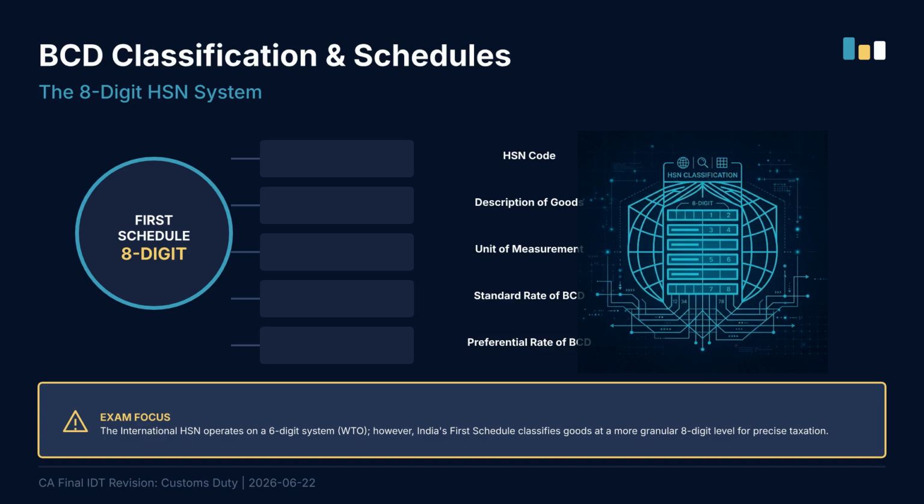India follows the Harmonized System of Nomenclature, or HSN, for classifying goods. While the international HSN structure operates at a 6-digit level, India uses a more detailed 8-digit classification in the first schedule. Each entry contains the HSN code, description of goods, unit of measurement, standard BCD rate, and preferential BCD rate. This detailed classification ensures accurate identification of goods and correct determination of customs duty liability during importation.